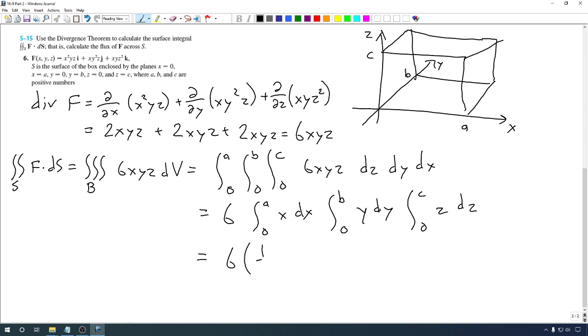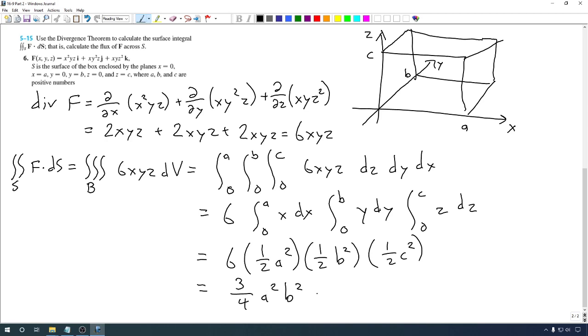Of course, the integral of x is 1/2 x squared, which we'll evaluate from 0 to a. That just turns into 1/2 a squared. Same thing for y. We get a 1/2 b squared. And for z, we get a 1/2 c squared. Well, one of the 1/2s can cancel out the 2 from the 6, so we get a 3 there. But we do have 2 other 1/2s, so we get a 3 over 4, a squared, b squared, c squared. And it's as simple as that. If we were to look at the surface integral, this would have been way more complicated.